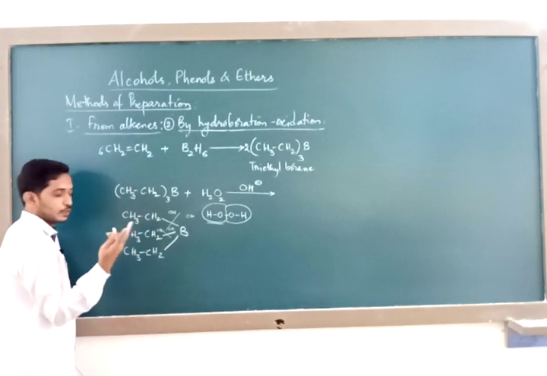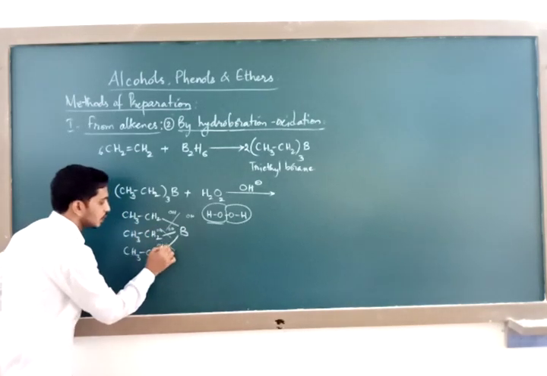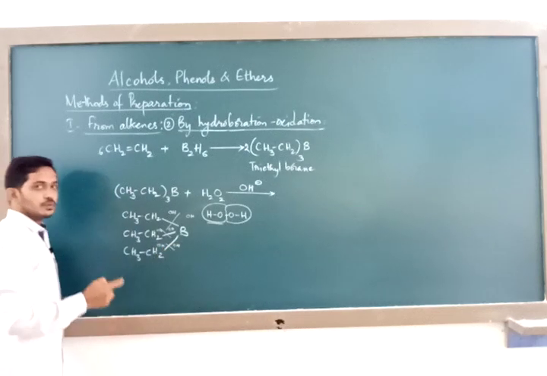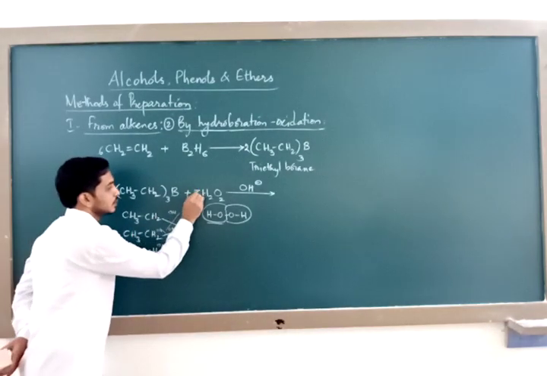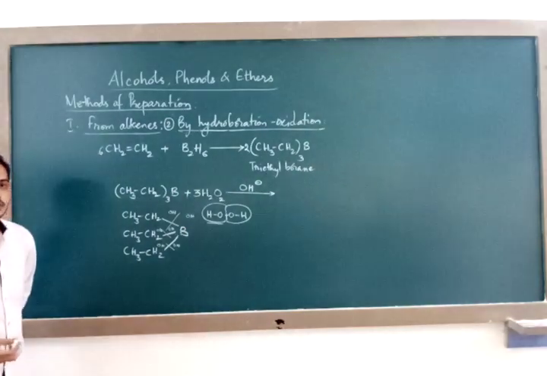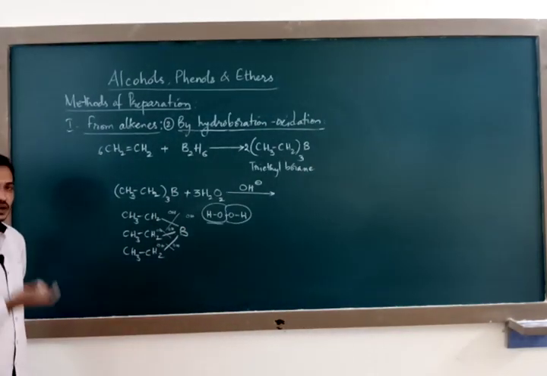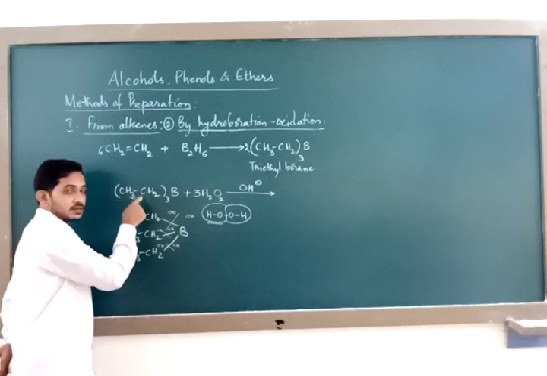So 2 molecules of hydrogen peroxide. Again third molecule, OH here, OH here. So how many molecules are you going to write here? You write 3 molecules of hydrogen peroxide are used as an oxidizing agent in order to oxidize triethyl borane.